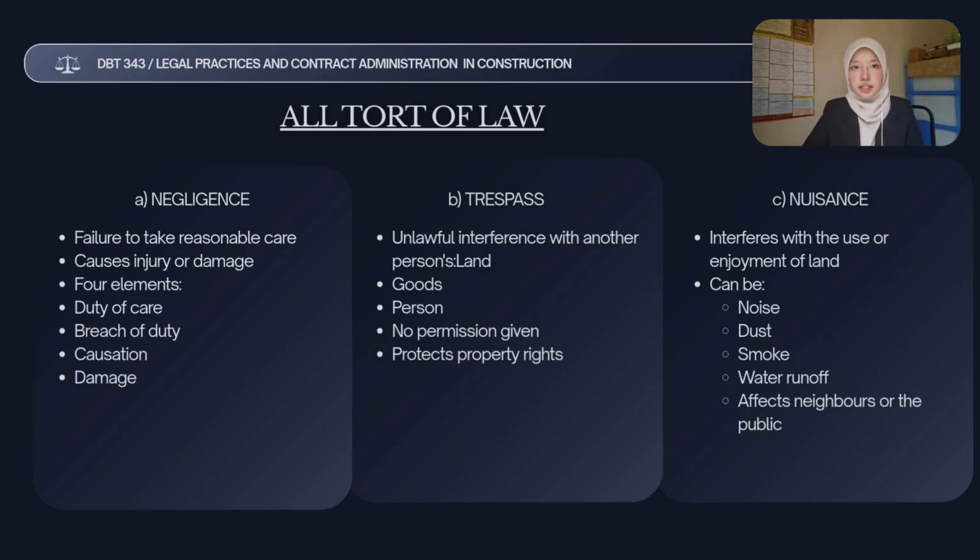Third is nuisance. Nuisance occurs when a person's activity interferes with another person's use or enjoyment of their land. Common examples include excessive noise, dust, smoke, artificial odor, or pollution. Unlike trespass or negligence, nuisance does not involve physically injuring another person's property. Instead, it focuses on unreasonable interference that affects the neighboring landowner.